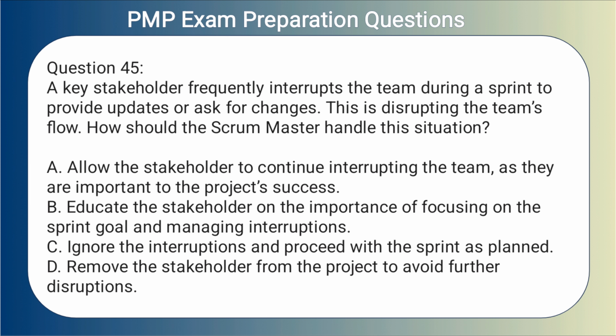Question 45. A key stakeholder frequently interrupts the team during a sprint to provide updates or ask for changes. This is disrupting the team's flow. How should the Scrum Master handle this situation? A. Allow the stakeholder to continue interrupting the team, as they are important to the project's success. B. Educate the stakeholder on the importance of focusing on the sprint goal and managing interruptions. C. Ignore the interruptions and proceed with the sprint as planned. D. Remove the stakeholder from the project to avoid further disruptions.